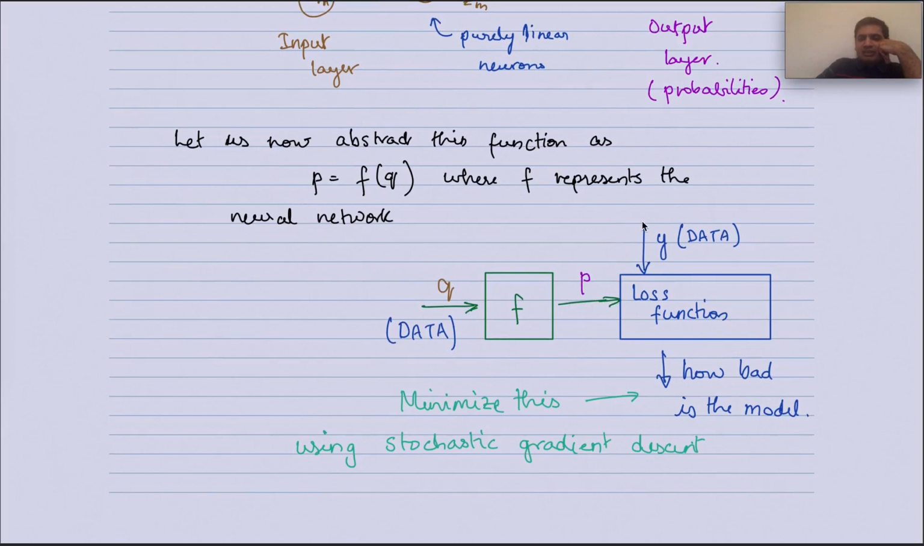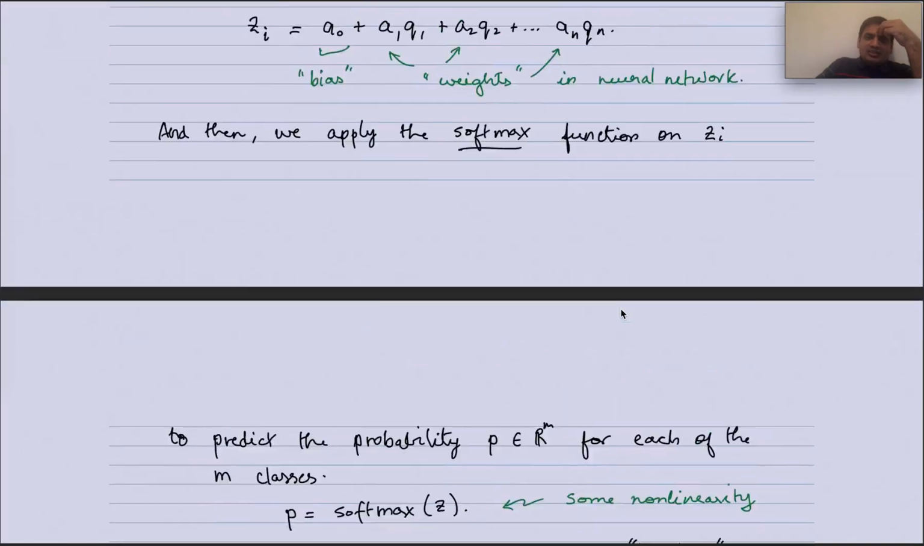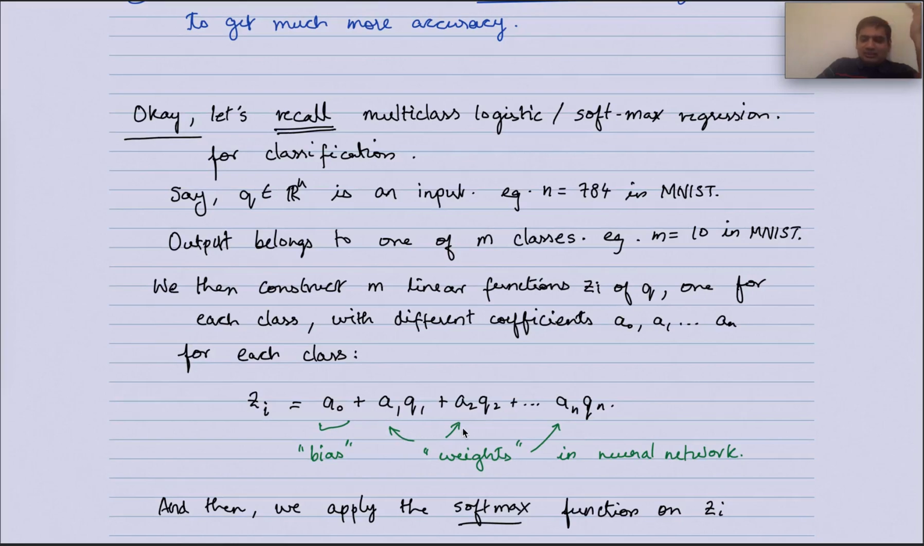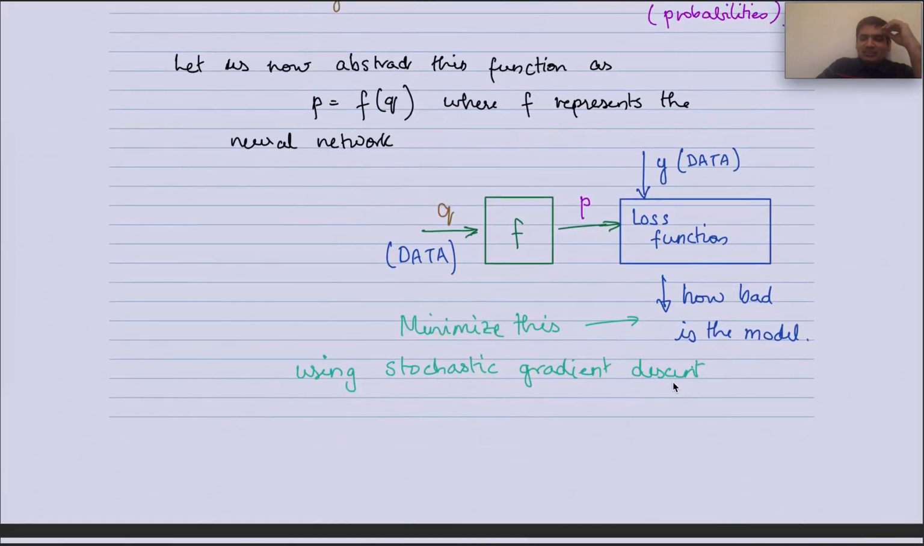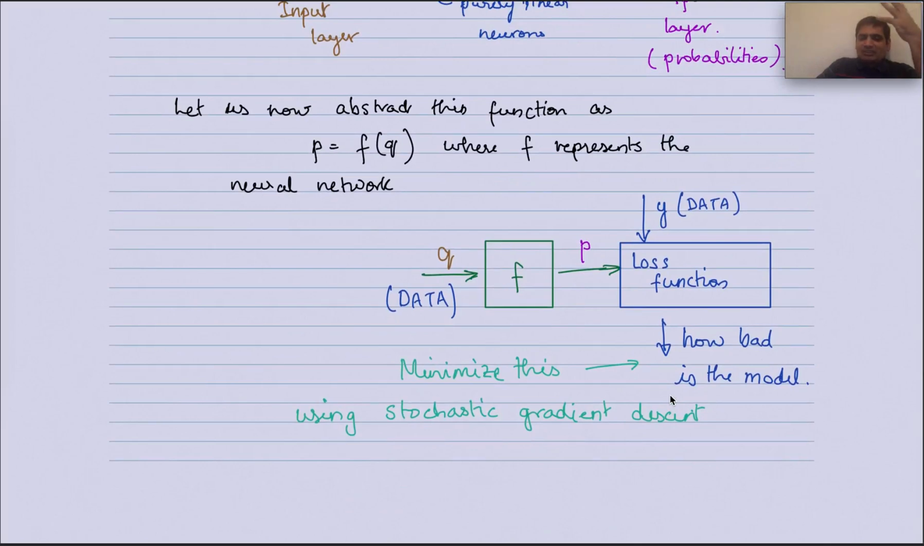You can take the probabilities and the actual output in the data. Using those things, you can compute the so-called loss function, which tells you how bad the model is. And you can minimize how bad the model is by tuning all these parameters using optimization, namely stochastic gradient descent is what we are going to use. And by using stochastic gradient descent to tune all the a0s, a1s, a2s, etc., we can make this function do a better job of predicting the data y. Okay, that's the idea.